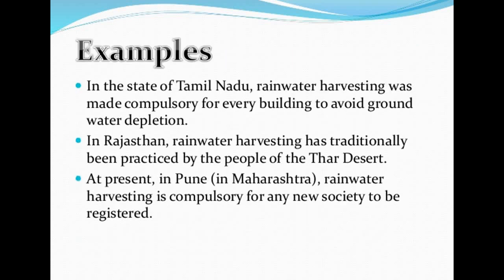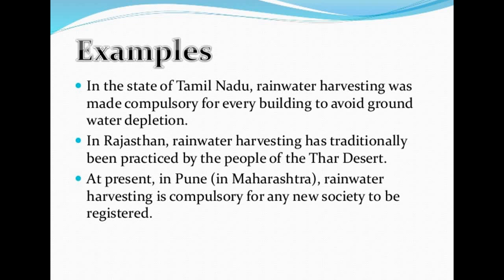Now there are a few examples that I want to give you, and they are there in your book as well. In the state of Tamil Nadu, rainwater harvesting was made compulsory for every building to avoid groundwater depletion. So basically in the state of Tamil Nadu, and now in Pune as well, rainwater harvesting is made compulsory for them to build this rainwater harvesting system at their rooftop to avoid the groundwater depletion in their particular areas.